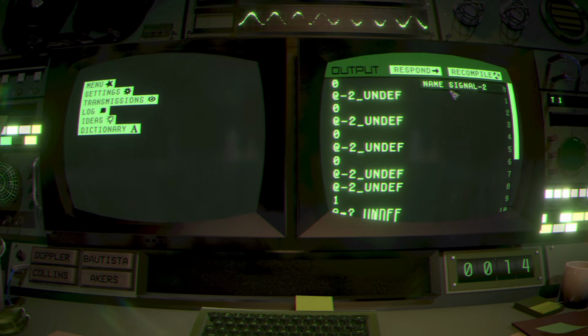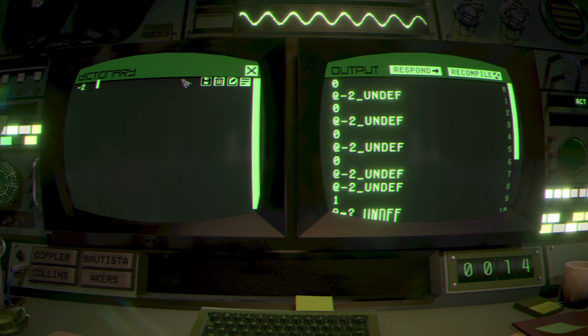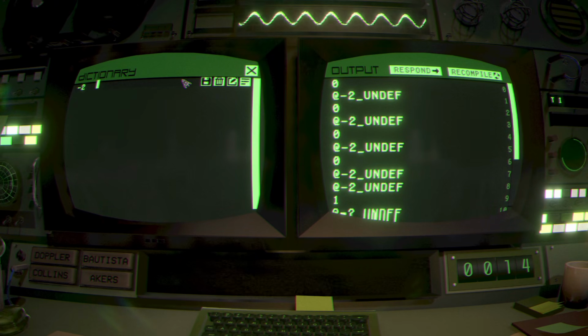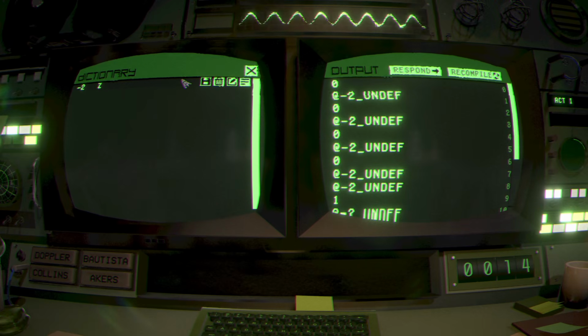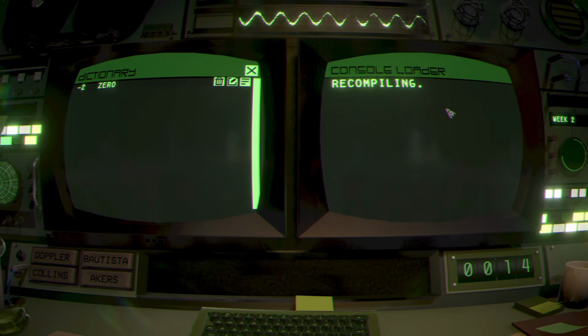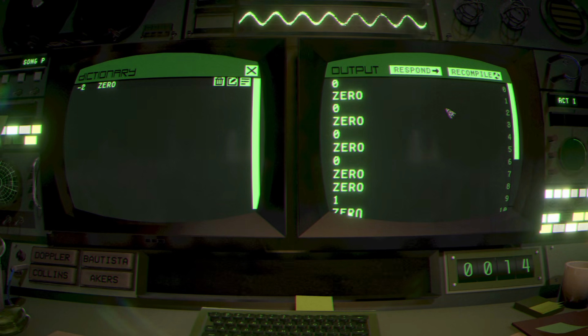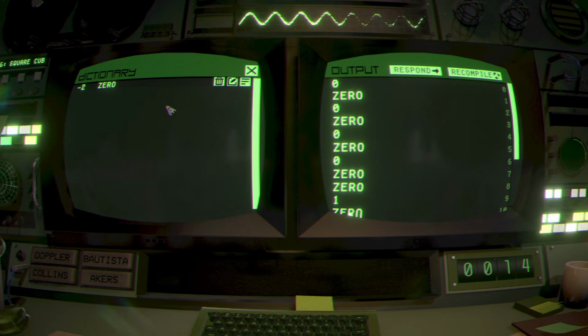Okay. So we can name it something. Let's call it 0. Maybe we'll call it that. So let's recompile. It should show 0 now. Okay, so 0. Right, because that'll be 750.